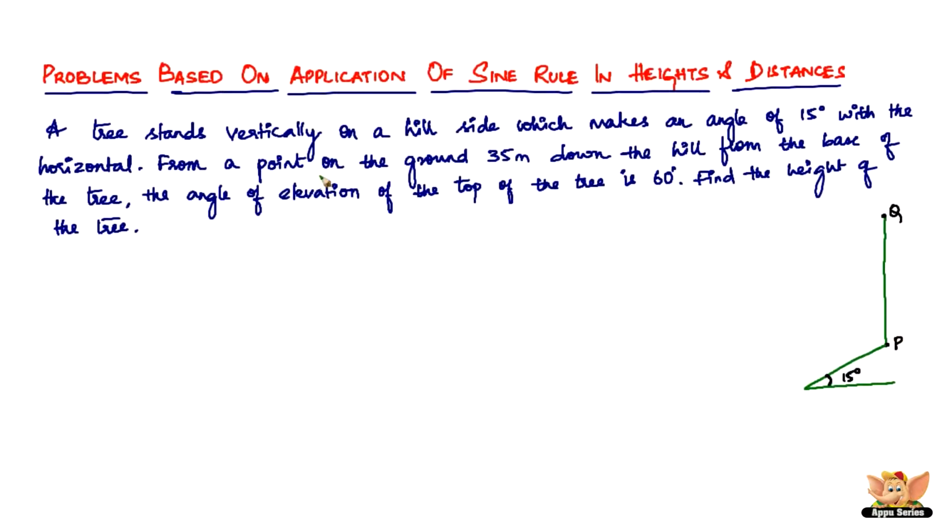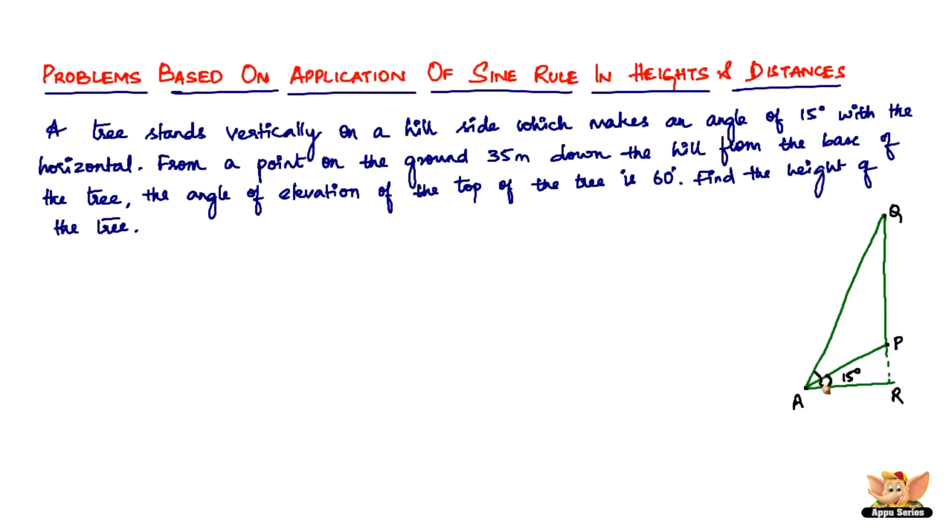It says from a point on the ground 35 meters down the hill from the base of the tree. So let's say that point is this now, which we've already drawn. Alright, and let this point be A. Now from that point it says the angle of elevation at the top of the tree is 60 degrees. So we need to join this. Right, and let's also join this. And let's name this R. So that is 60 degrees now.